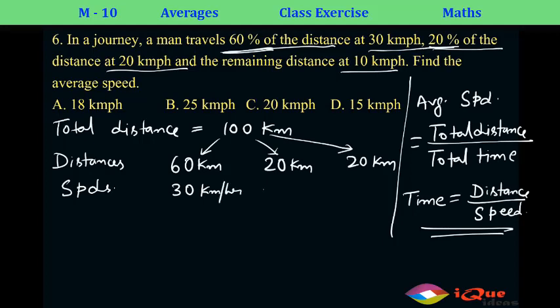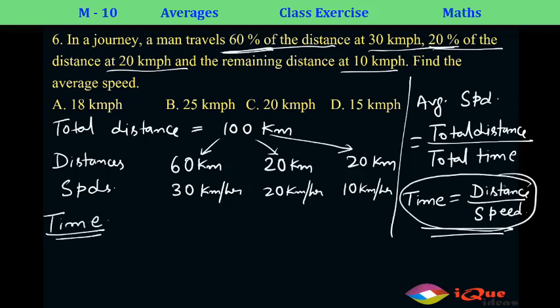In the second part speed is 20 kilometers per hour. And the third part speed is 10 kilometers per hour. The question has given all this information. Now we have to calculate the times spent. Now how do we calculate time? We have to calculate it like this, distance by speed.